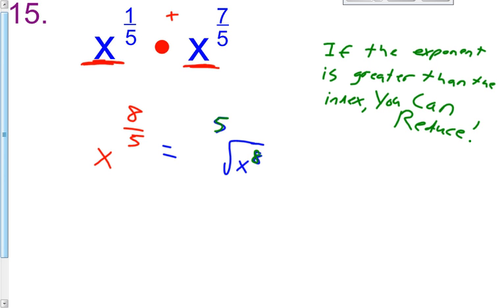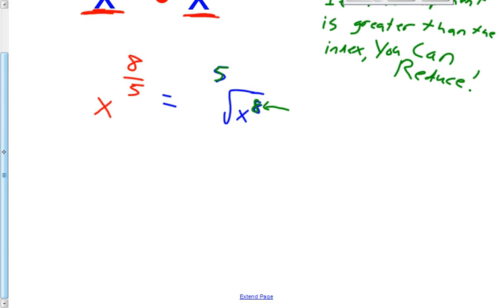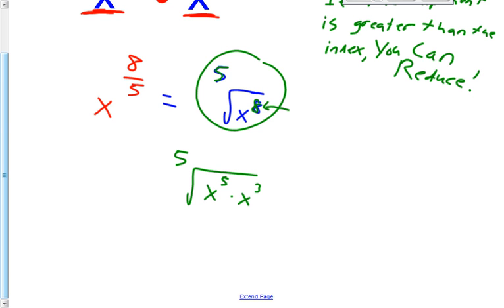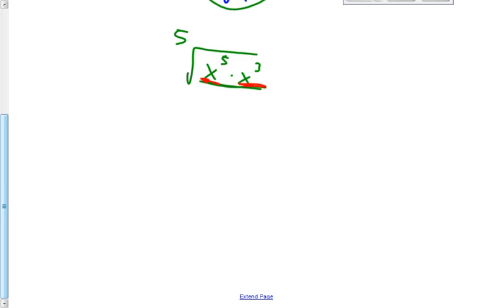Now what you want to do is make this 8 a multiple of 5, the highest multiple of 5. So we say that this same thing is still the 5th root. However, I'm going to change it to x to the 5th times x cubed. Why do I do that? X to the 5th times x cubed is still x to the 8th, so I haven't changed anything. I am unable to take the 5th root of x cubed. However, I can take the 5th root of x to the 5th. What times itself 5 times gives x to the 5th? X times x times x times x times x is x to the 5th. So the 5th root of x to the 5th is x.